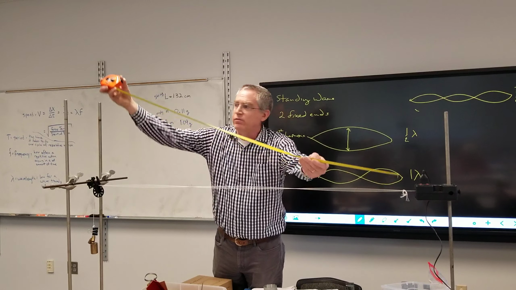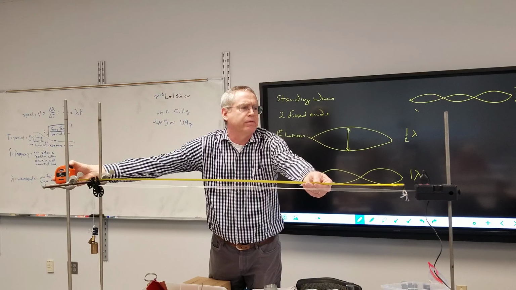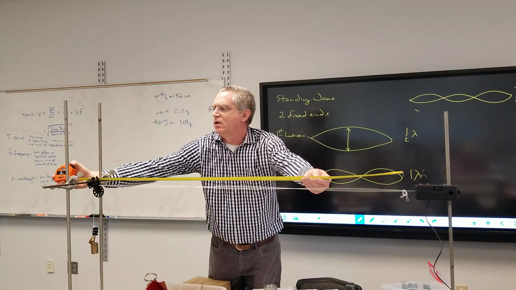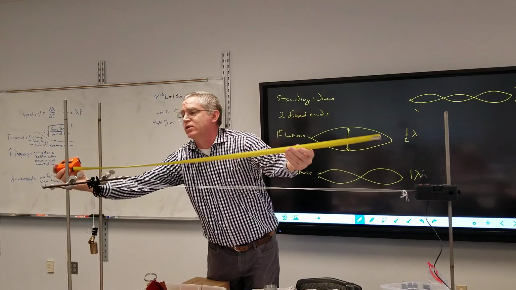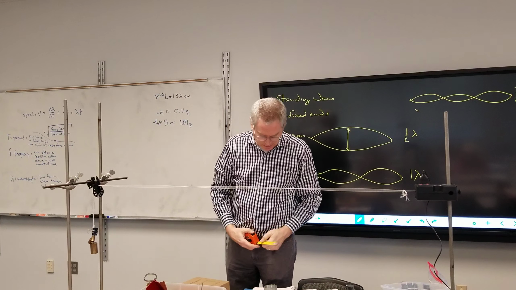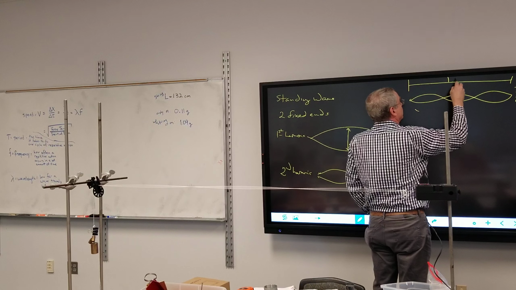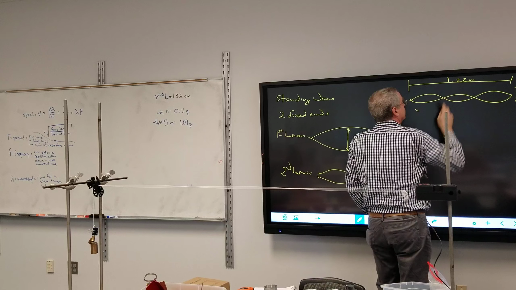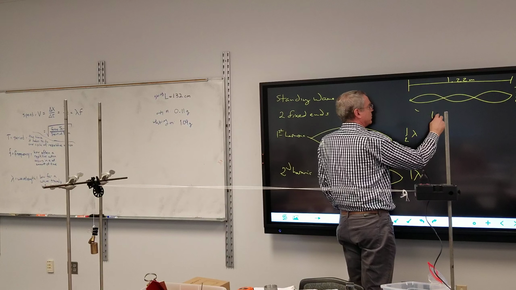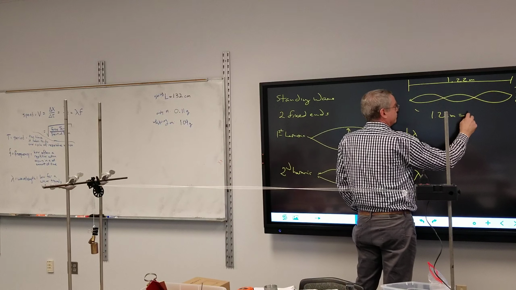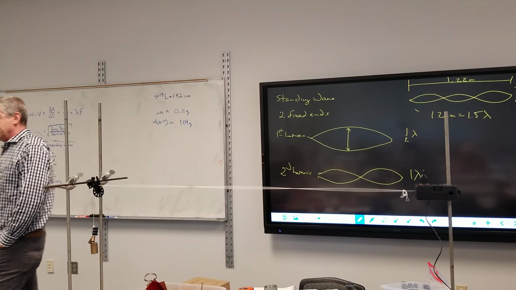And measure the length from here. Am I at the node there? Yeah. And this puts it at, looks like, 122 centimeters. So the distance from here to here is 1.22 meters. Therefore, I know that 1.22 meters is equal to 1.5 wavelengths, or three halves wavelengths.